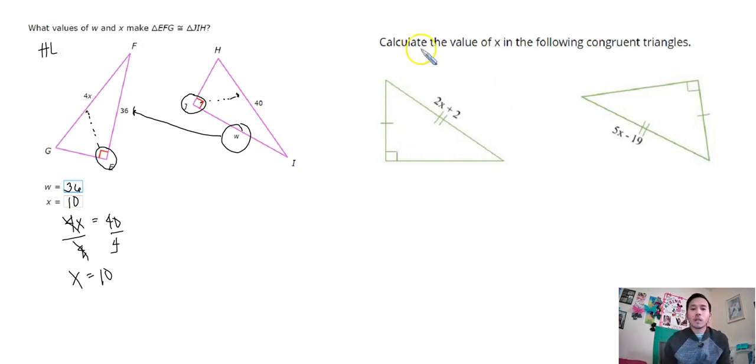Next, calculate the value of x in the following congruent triangles. Again, take a look at this one. It's opposite, so this is your hypotenuse. It's opposite, it's your hypotenuse.